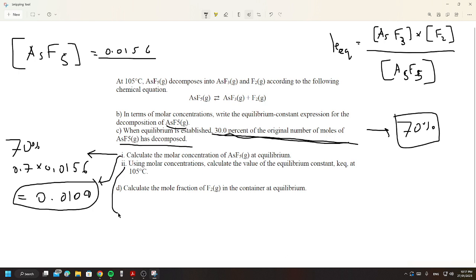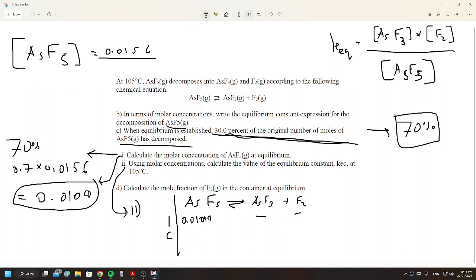Okay, part 2. Here we're going to form an ICE table. Whenever you're doing this, always write down the reaction, it's much easier. So ASF5 to give ASF3 and F2, where initially this was 0.0109, and then we don't have a concentration of this, and we don't have the concentration of this.